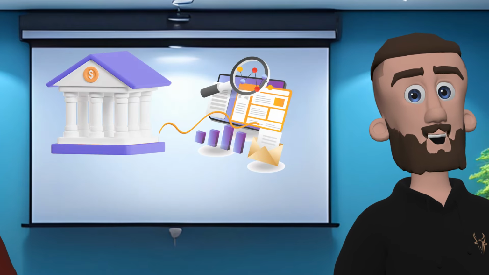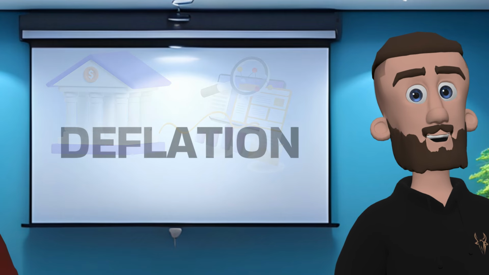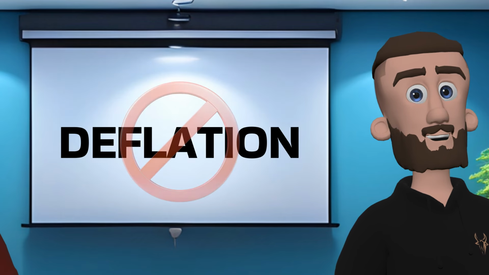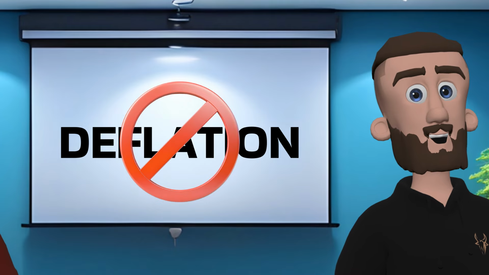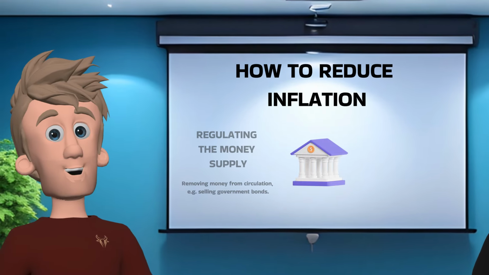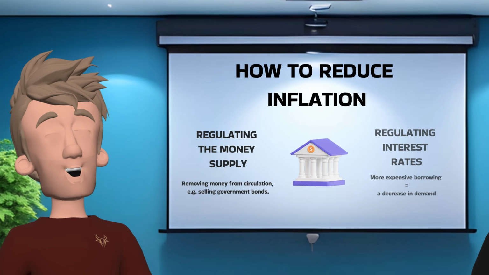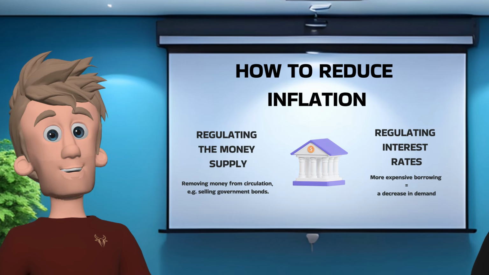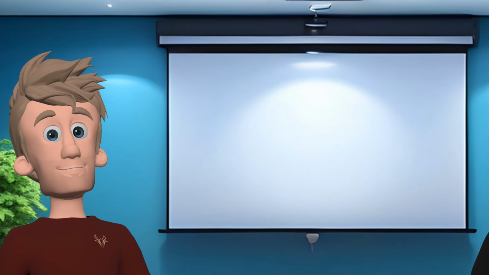Mild inflation also gives central banks room to lower interest rates and stimulate the economy. Moreover, it helps prevent deflation, which can slow the economy by discouraging spending and investment. When inflation is too high, the central bank reduces it by regulating the money supply and interest rates. Through these methods, the central bank can influence inflation.